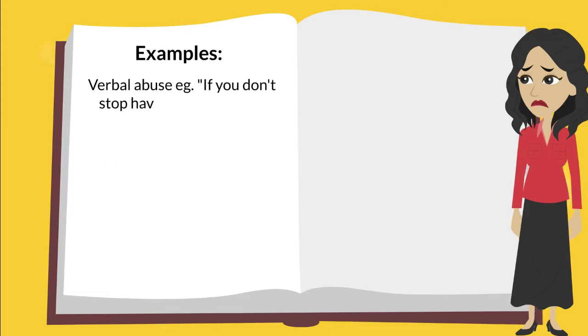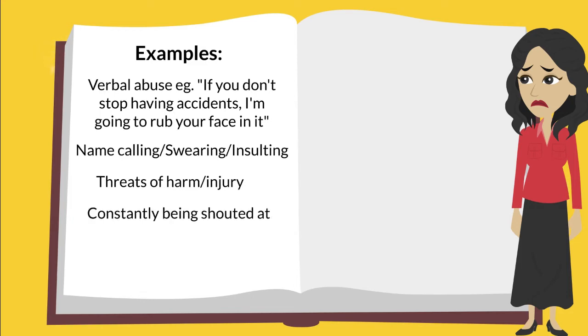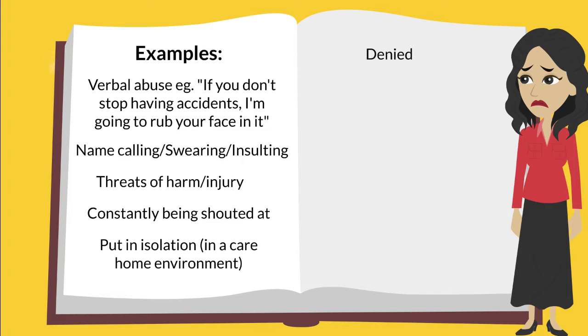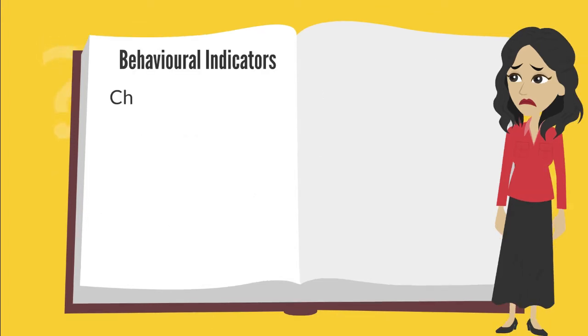Examples of this are verbal abuse, for example, if you don't stop having accidents, I'm going to rub your face in it. Name-calling, swearing, insulting. Threats of harm, injury. Constantly being shouted at. Put in isolation, in a care home environment. Denied visitors. Controlling, harassment, humiliated. Unnecessary withdrawal of support networks, excluding them from social activities.